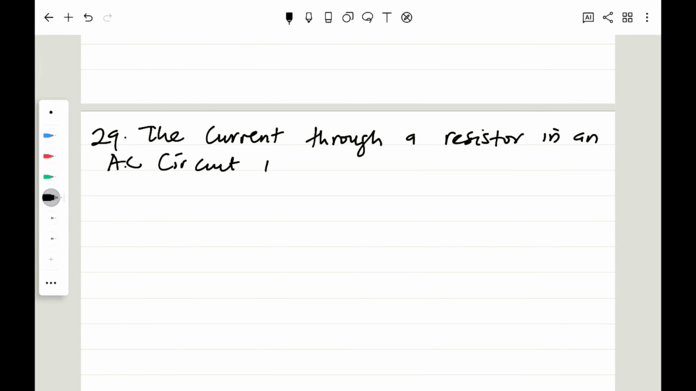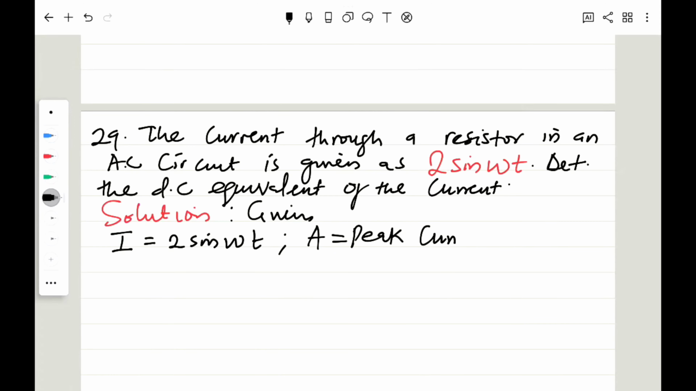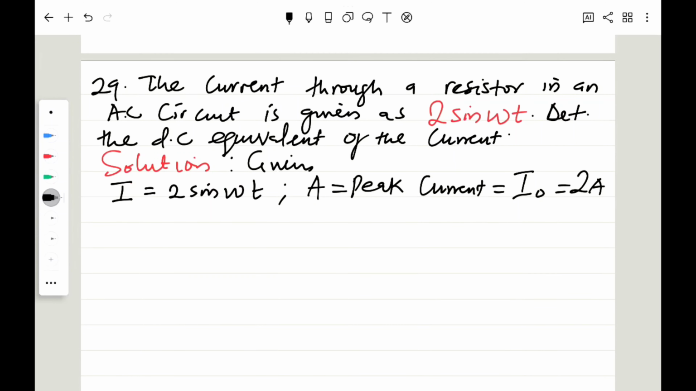The current through a resistor in an AC circuit is given as 2 sine omega t. Determine the DC equivalent of the current. Solution. Pay attention to this question, very important. The data given to us is an equation. Our I is equal to 2 sine omega t. If you are conversant with waves, exactly, wave equation. Now, A, which is our amplitude, is the same thing as peak current, which is I naught, equal to 2 ampere from the equation. In 2 sine omega t, the 2 is the amplitude, and is equal to I naught.